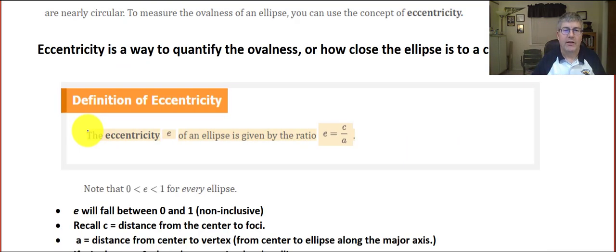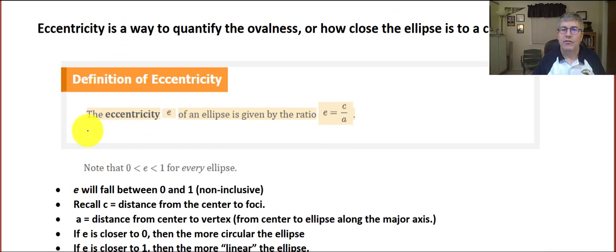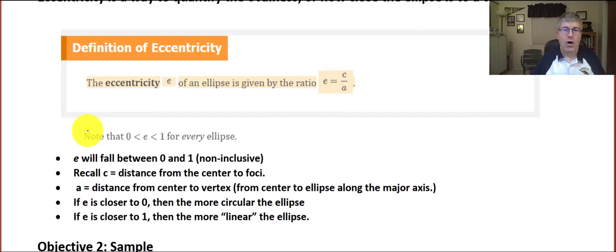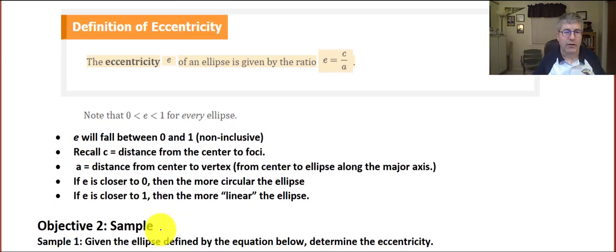Our definition of eccentricity, e, of an ellipse is just the ratio e equals c over a. And recall that c is the distance from the center to the foci, and a is the length of the distance from the center of our ellipse along the major axis. e is going to fall somewhere between 0 and 1, non-inclusive. If e is closer to 0, then we have a more circular ellipse, and if e is closer to 1, we'll have a more linear, longer or taller and skinnier ellipse.